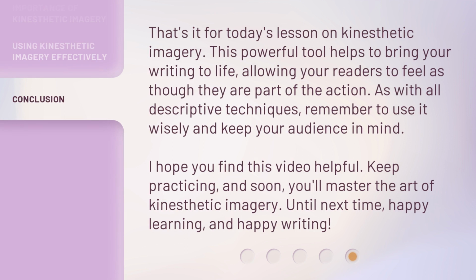That's it for today's lesson on kinesthetic imagery. This powerful tool helps to bring your writing to life, allowing your readers to feel as though they are part of the action. As with all descriptive techniques, remember to use it wisely and keep your audience in mind.